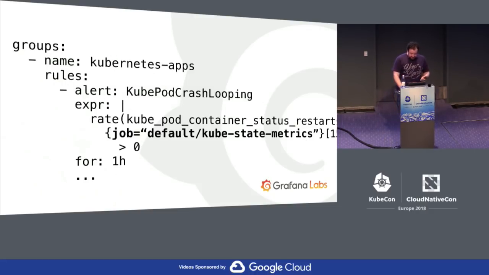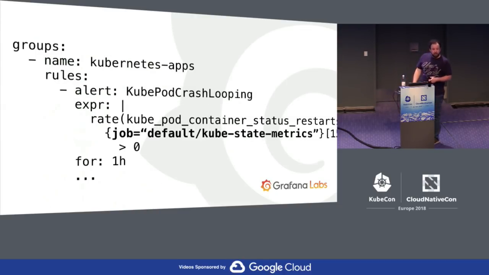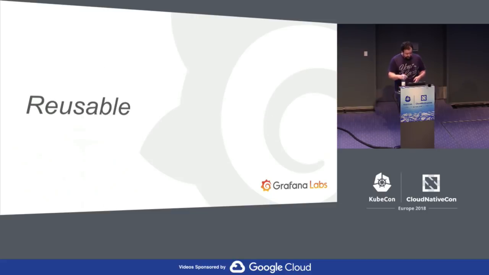You can see when you render this out, it comes out like this, which is, for everyone here who's ever written a Prometheus alert definition, this is a Prometheus alert definition. I've made it nice and bold so you can see where the substitutions come in. So that's the Jsonnet, and that's the rendered YAML. And I'll show you how to render it next.